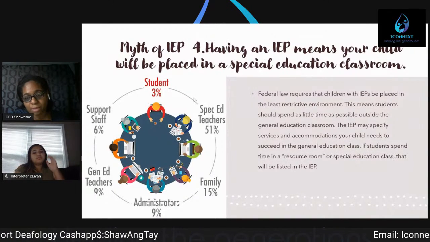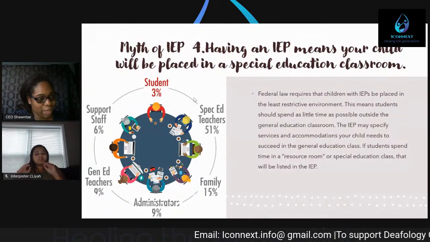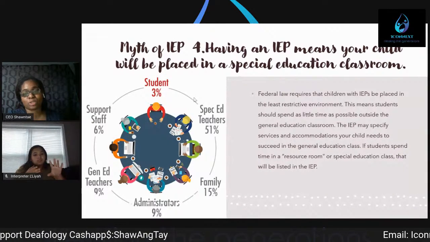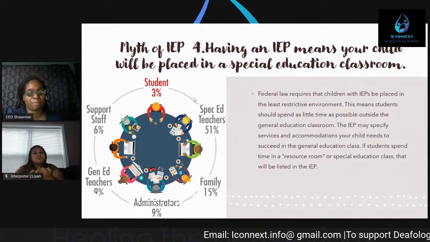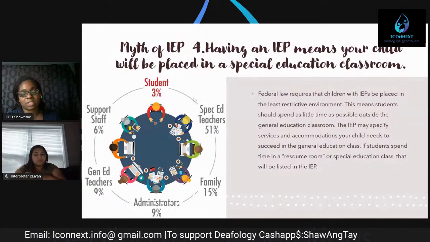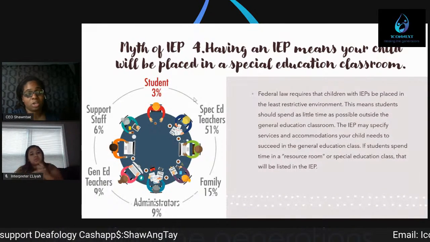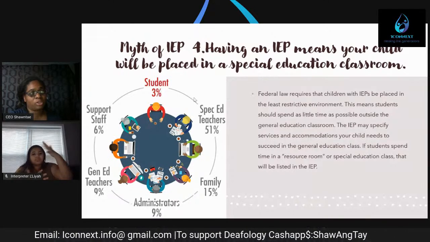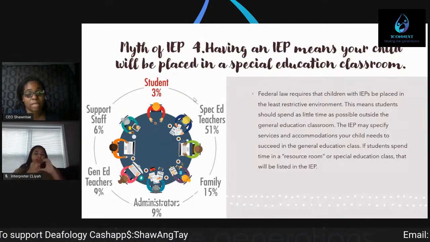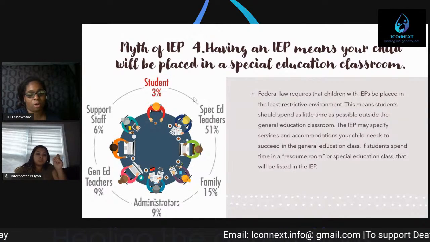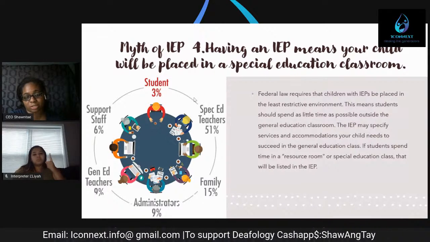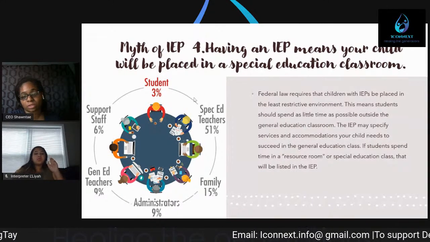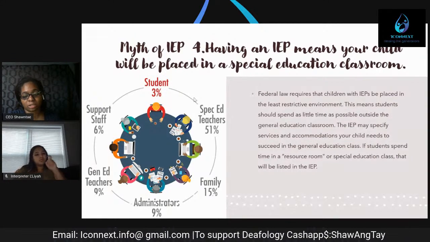Myth number 4, having an IEP means your child will be placed in a special education classroom. This is not true. A law was passed that students need to be in the least restrictive environment. This means that some of their time needs to be in a regular classroom, regular setting. It means that you can't just tuck them away in a classroom and just forget about them. They need to be interacting. Some kids are in classrooms because they have that IEP, but most IEPs are for accommodations, so not necessarily special education or SPED, or they have a dual diagnosis. So they want a least restrictive environment.